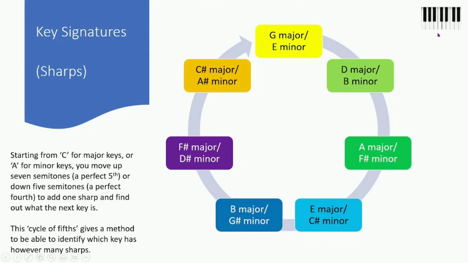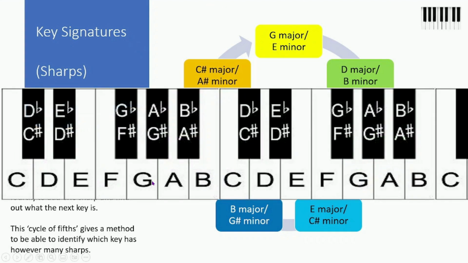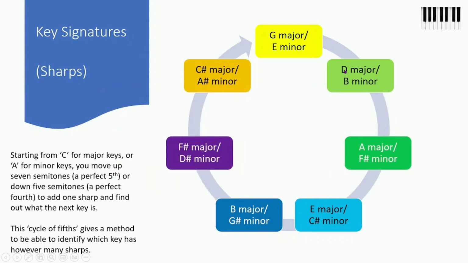So from C, we've got G major. From G major, 1, 2, 3, 4, 5, 6, 7. D major. Then from D major, counting up a fifth gives us A major. Then E major. Then B major. Then F sharp major. Then C sharp major.